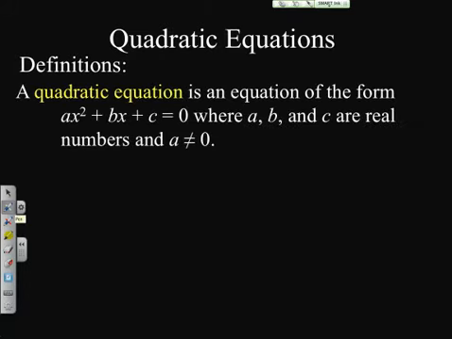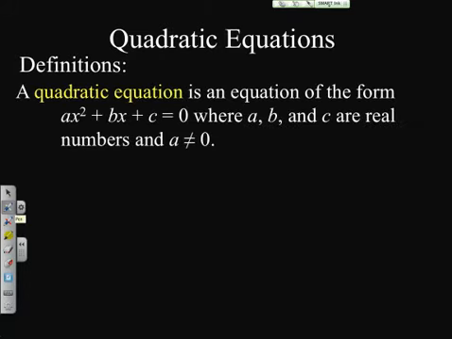The reason a can't be 0 is because if a is 0, then this whole term right here would get canceled out, and then all that would be left is the bx plus c, and that would be linear. So that would mean it's still an equation, it's just not quadratic. B and c can be 0, so that's not an issue. The only one that can't be 0 is that leading coefficient a.